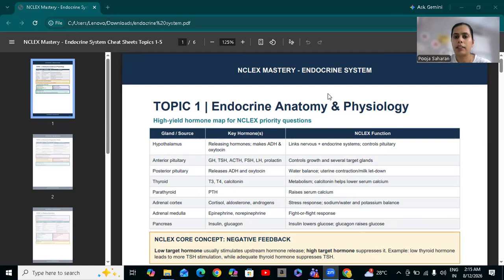And second are some diagnostic tests that are being used to identify the problems. And the third one is the disorders and the diseases related to that particular system. So let's start. Endocrine anatomy and physiology.